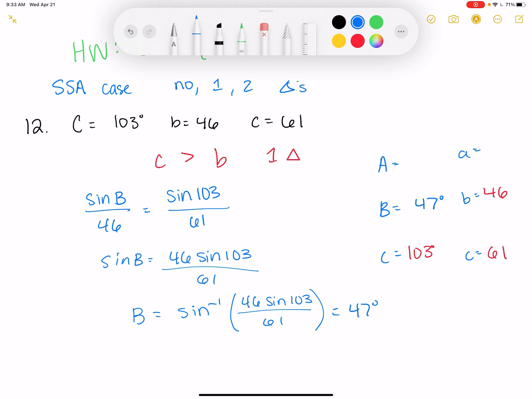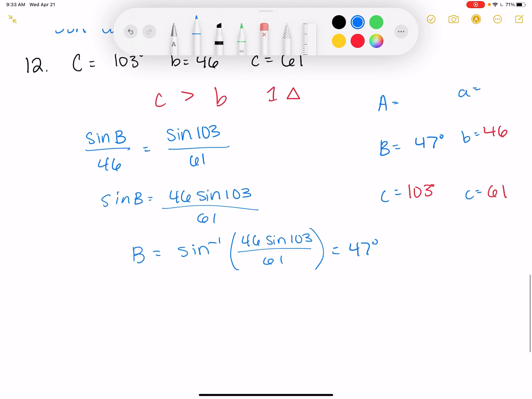That should also give us our angle A. Just use common sense. No, it's a lot. That'd be like 30. What is it, 50? Yeah, it's 50. I thought it was 160.